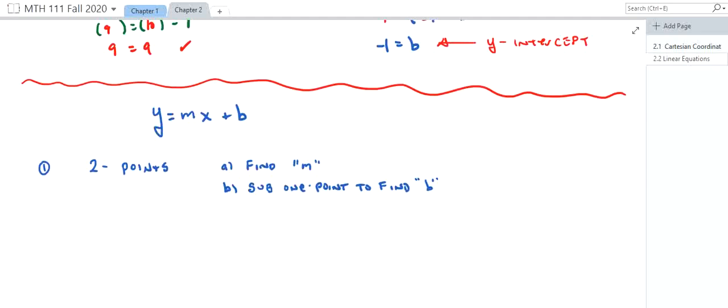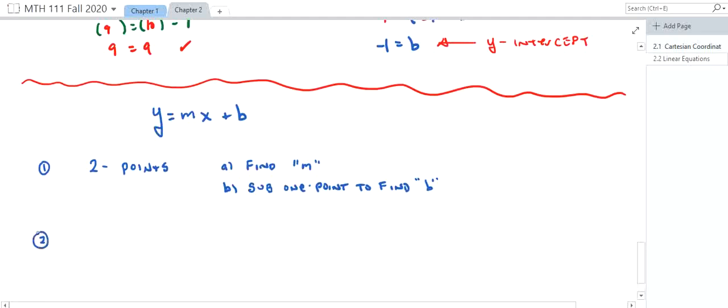You find the slope first using those 2 points and our equation for the slope above. Then you'll have y equals the slope times x. Then you sub in one of your 2 points, either one will work. Doesn't matter which one you use. And solve for b.